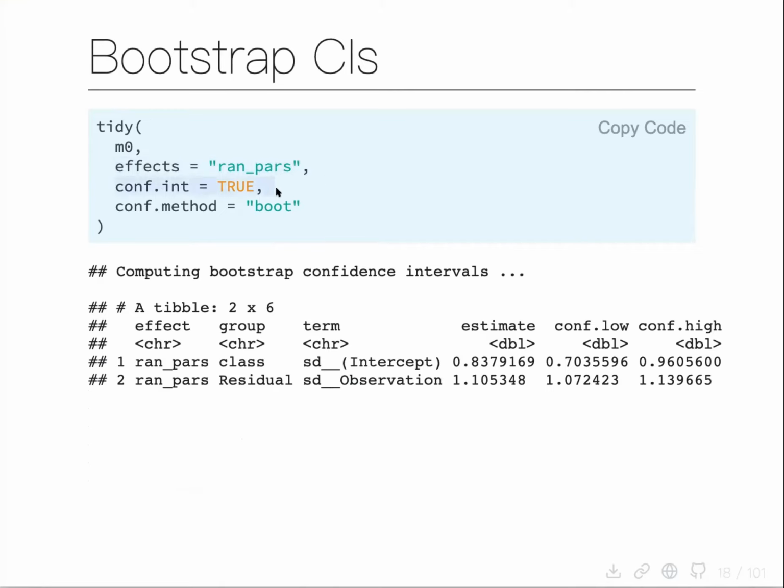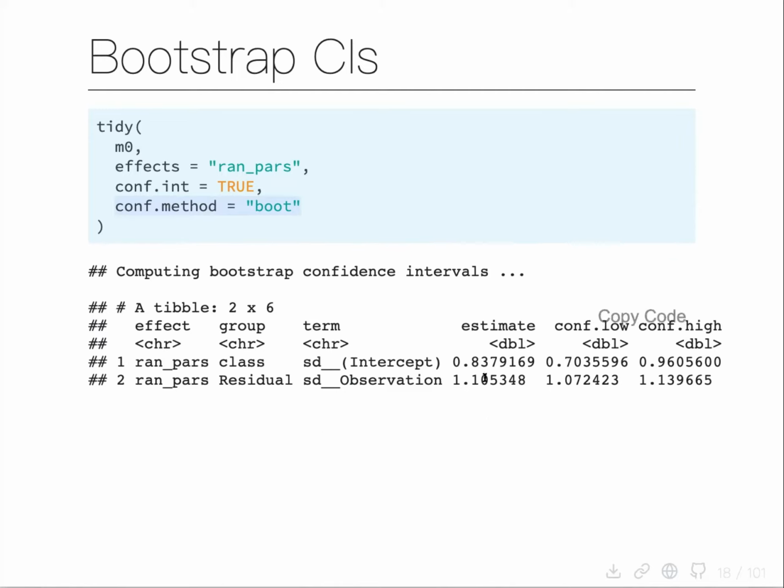Give me a confidence interval. And then for the method for the confidence interval, use boot. Okay, and that's going to give me bootstrap confidence intervals. I'm pretty sure you can pass additional arguments here too, like probably nsim, which would be the number of bootstrap samples. By default, I think it's 500, but I'm not 100% sure. So you probably want to look into that if you are going to actually report these results.